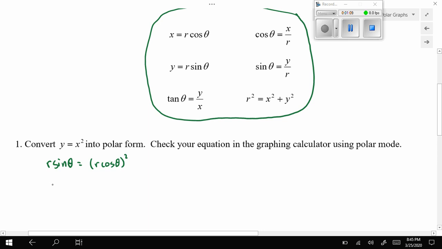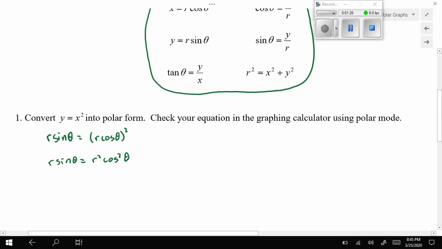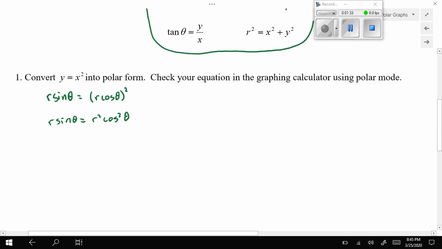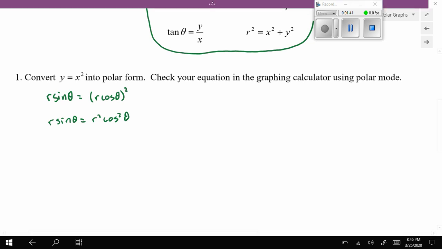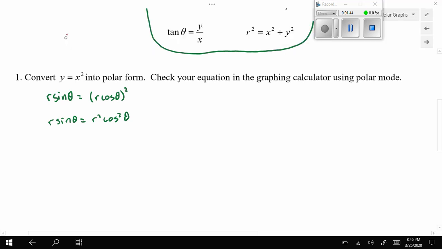I've got r sine theta on the left side still, but the right side, if I square both of those expressions or terms inside, I get r squared cosine squared theta. In terms of polar equations, kind of think about r as our dependent variable and theta as our independent variable. So I need to solve this for r. To do that, what I'm actually going to do first here is I'm going to divide by r on both sides.